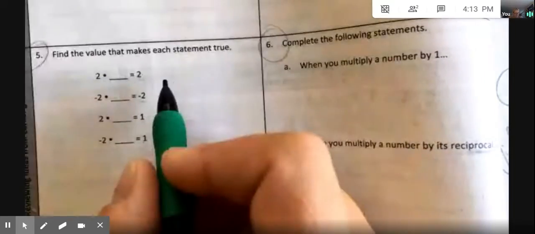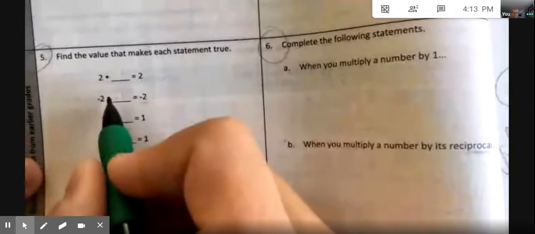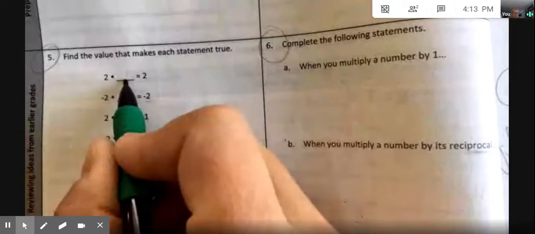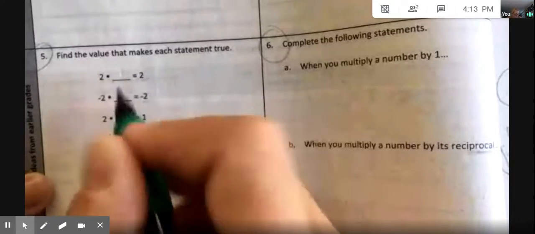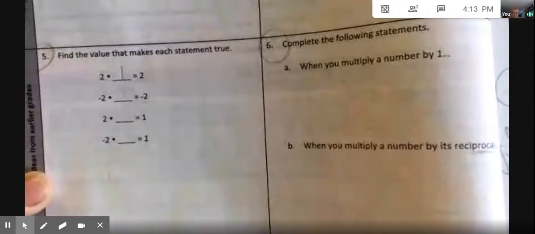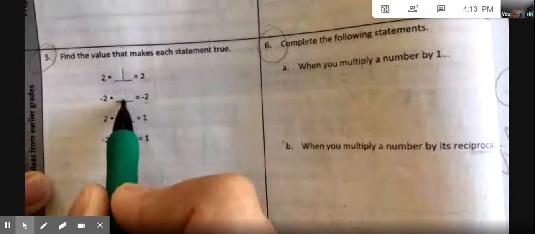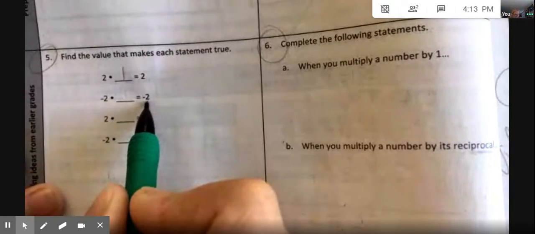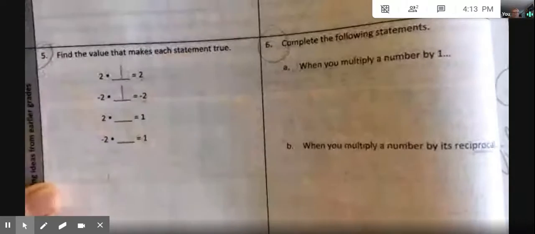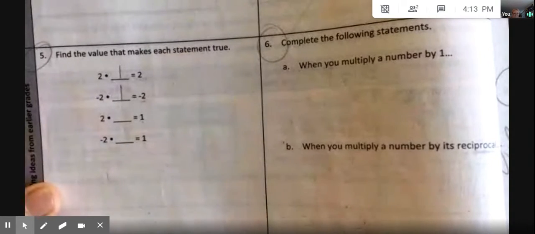Find the value that makes each statement true. 2 times something gives us 2. All right, well, we know that 2 times 1 is 2. And then negative 2 times something gives us negative 2. That's also going to be 1. Anytime you multiply 1 with a number, you always end up with your original number, right?